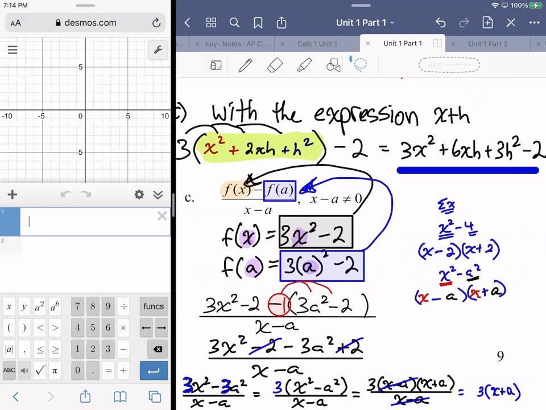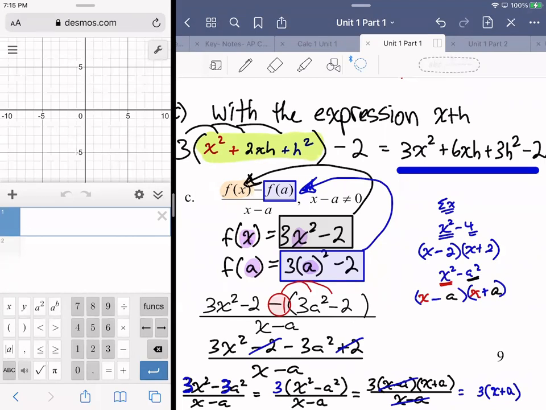So if I know the x value of interest and the a value of interest, I can figure out the slope. So it's pretty useful when it comes to that, but also it's going to help you understand the concept called the derivative when you get to calculus.